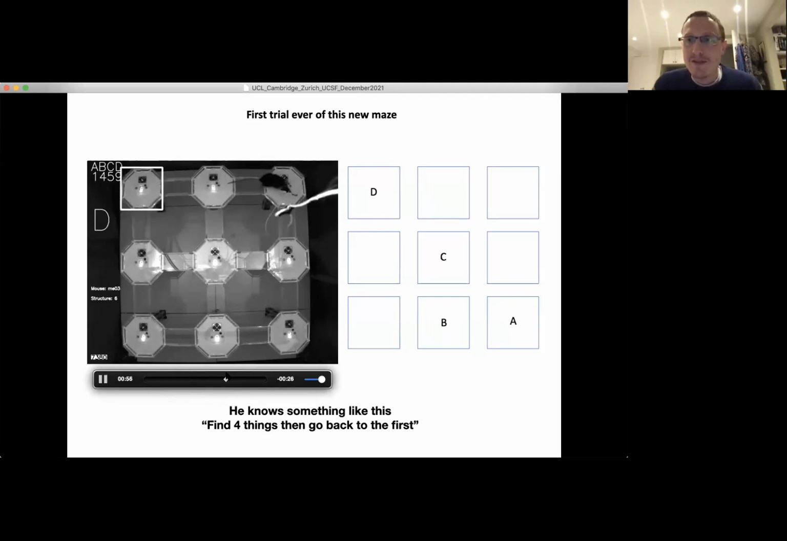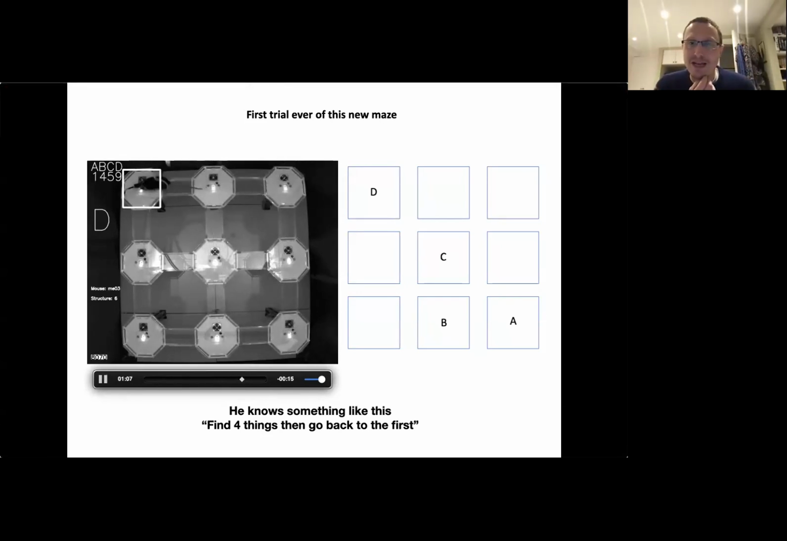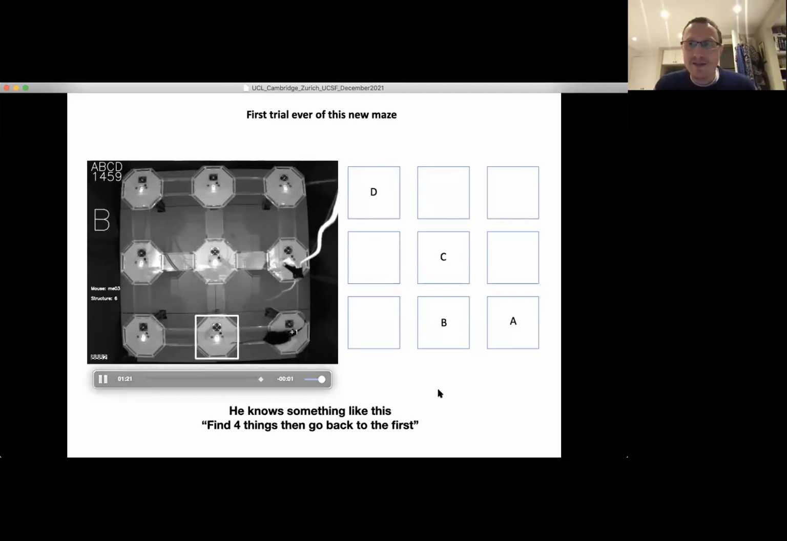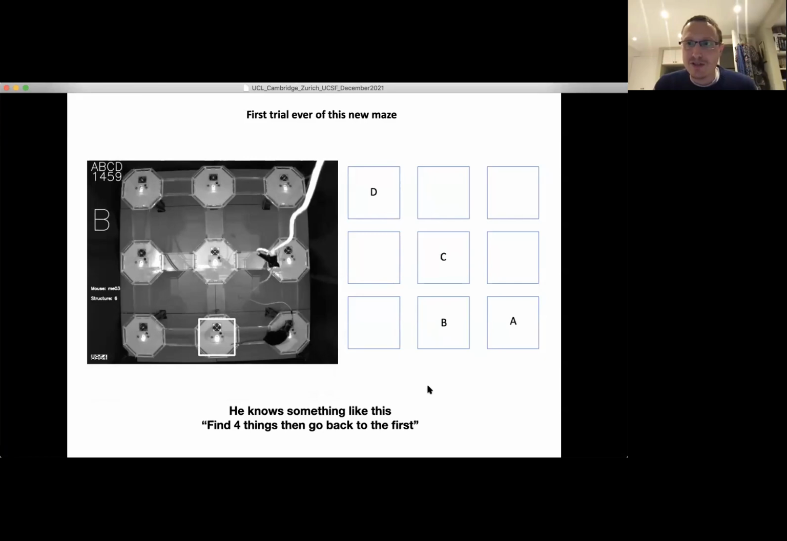But there's one thing that he can know in this new world on the very first trial, if he knows this ABCD structure, which is that after he's found D, he can know to go straight back to A because he's just seen A. So the first element of the second trial must be A, the same as the first element of the first one. And so you can see he's just found D and he's going to move straight back to A by the shortest possible route. Okay, so that problem has an ABCD structure.